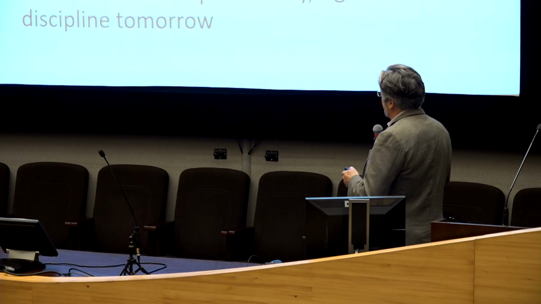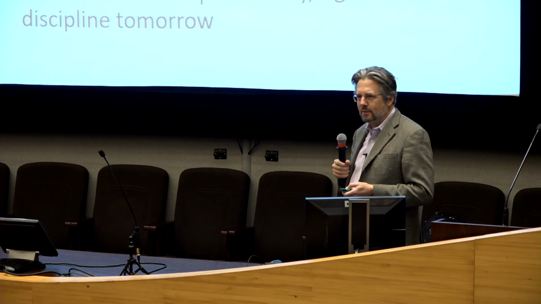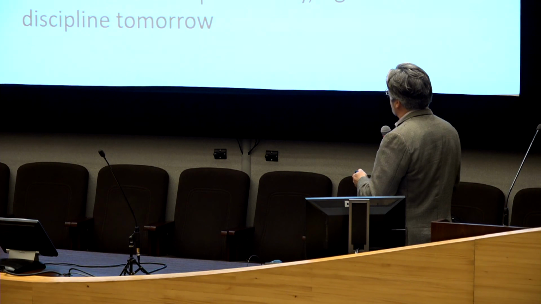One way to meet that constraint for deficit agents is to borrow. That creates elasticity. So the payment in reserves, that's like monetary liquidity there, can be postponed. That's what credit does. It says, yes, I will pay you, but I will pay you tomorrow, or I will pay you in 10 years if it's a long-term loan. And that postpones, it's a delaying of the day of reckoning.